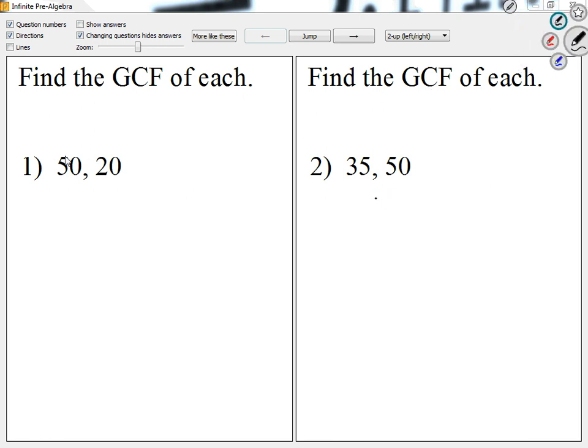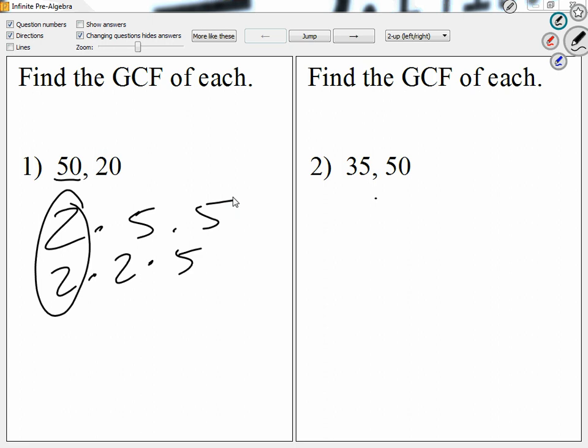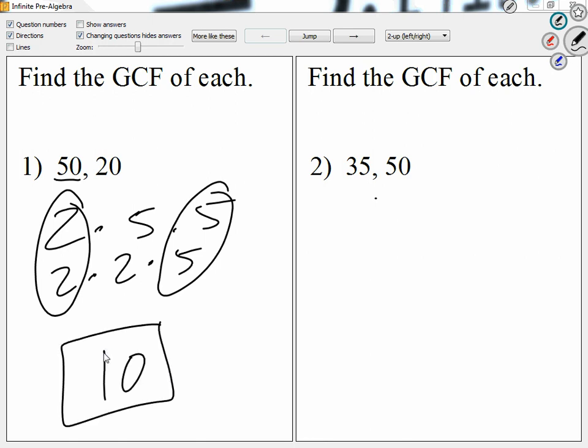Alright, number 50, in prime factorization, I'm going to get 2 times 5 times 5. How to get there, I believe you guys know how to get there, so I'm not going to cover it. For 20, prime factorization of 20 is 2 times 2 times 5. I see that they both have a 2 and they both have a 5. So let me multiply that out. How much is 2 times 5? 10. So for greatest common factor, 10. That's it.